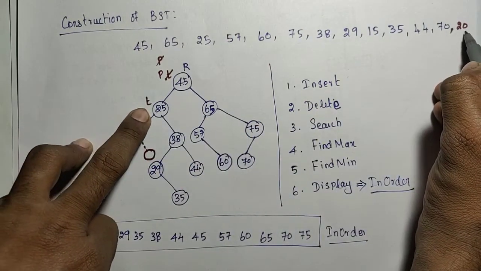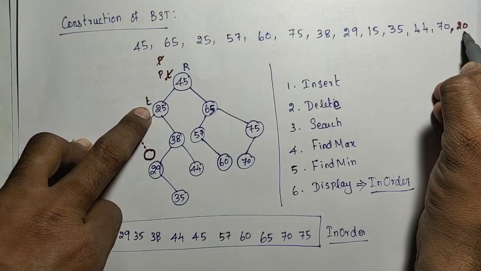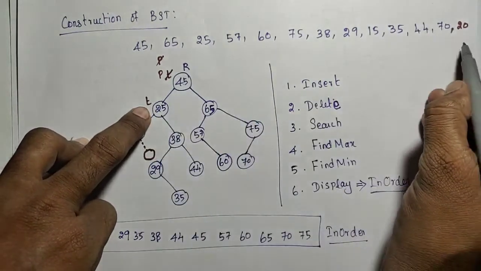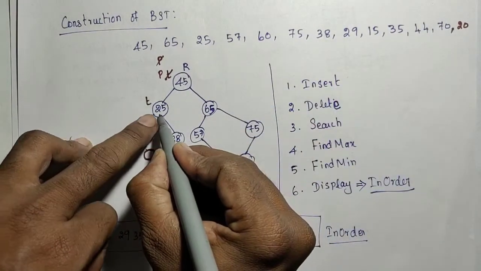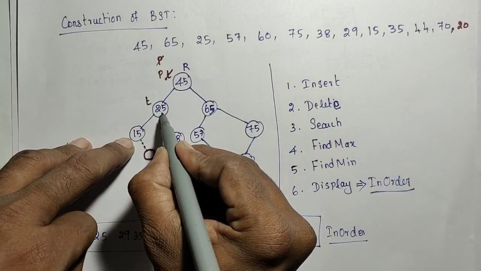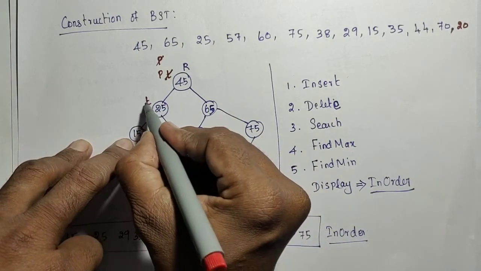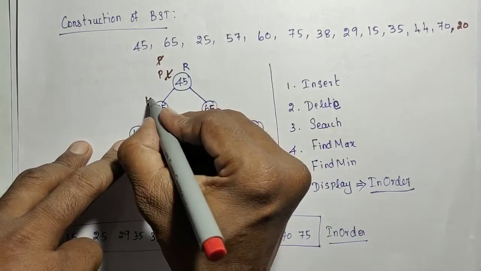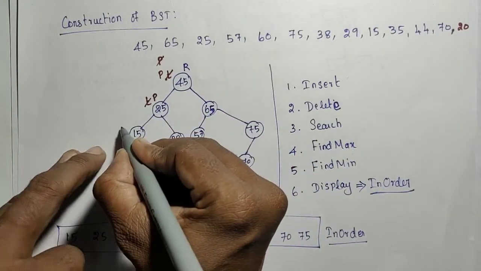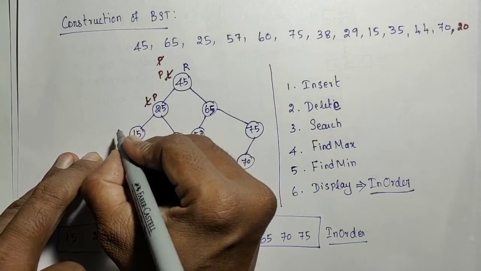Now the new data is what? 20. So 20 is what? Lesser value. Lesser value means what? I need to go for the left side. Left side means what? The t should be moved here. So this will be updated as p, and t will go to this side.